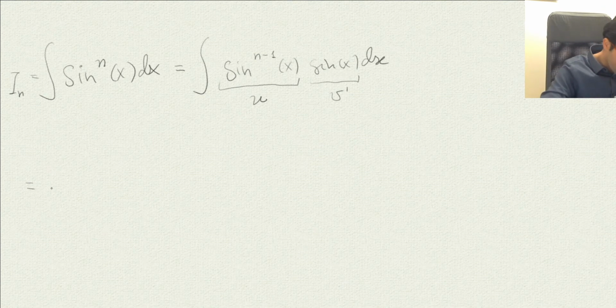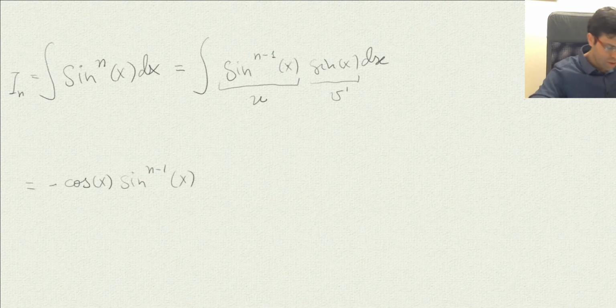So v, of course, is the integral of sine. It's minus cosine of x, and then times u. So it's sine to the power of n minus 1 of x. This is it. And now it's going to be minus the integral of v times u. But v is minus the cosine. It already contains the minus. So let's just change this to plus and write cosine of x here.